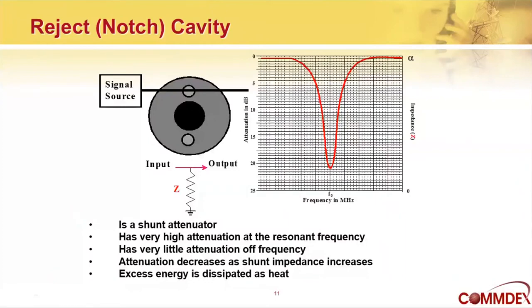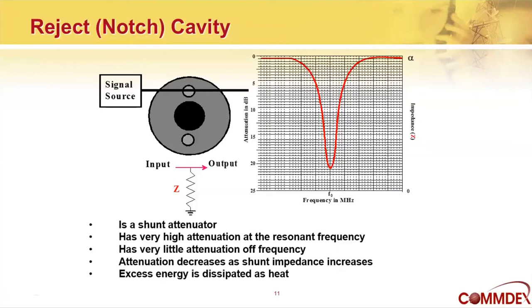The second type of cavity we're going to talk about is called a notch cavity or a reject. Unlike a bandpass cavity, which passes a certain frequency, a notch cavity is used to cut out a particular frequency, or notch it out. And notice that it's wired differently. The second connector is not even used. The first connector is connected with a T connector so that the signal passes over it, but at the resonant frequency, it gets absorbed into the cavity.